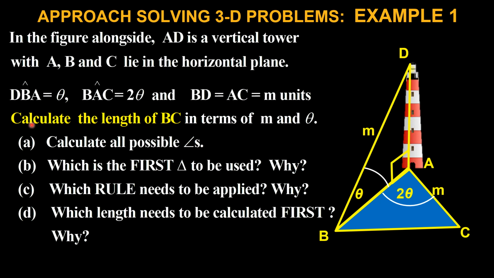So our objective here is to determine the length of BC. See, there's BC. We want to find the length of BC. To illustrate our approach, there are 4 questions we're going to ask ourselves. First of all, as we said in our approach, fill in all the possible angles, which triangle needs to be first, why, and which rule. So we're going to do each one of these stages in the next slide.